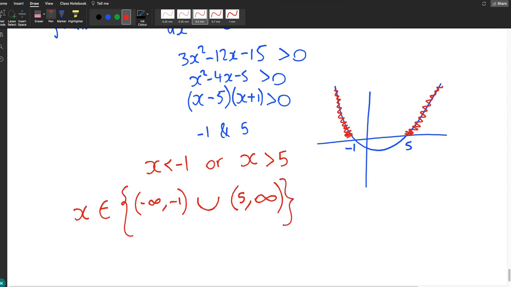If it included 5, it would have been a square bracket. If it included minus 1, it would have been a square bracket on the side of the numbers. Okay, but it's like that.